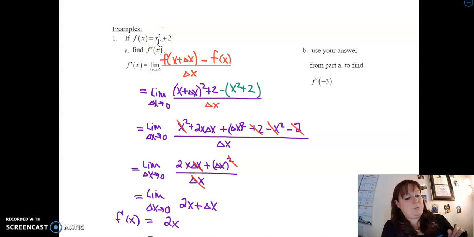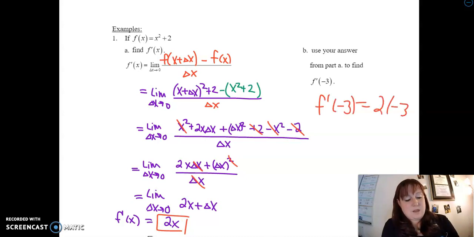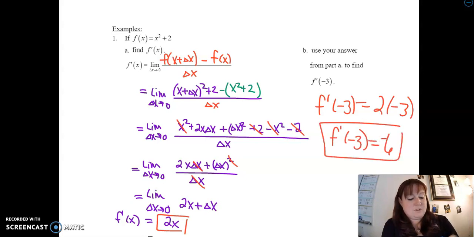Yep, that would work. So this next question asks, what is the derivative at -3? So that says, hey, now you found the derivative, which is a function. Tell me what that derivative is equal to when x equals -3. So what is the slope of the tangent line on this curve when x equals -3? So all we do is plug -3 in to here. So f prime of -3 equals 2 times -3. So f prime of -3 equals -6. So the slope of the tangent line on this curve when x equals -3 is -6.